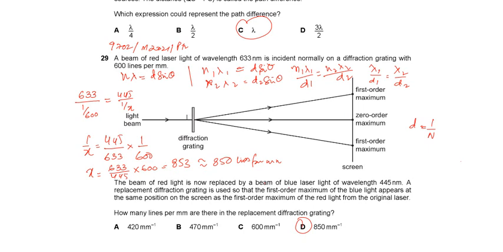After solving, we get x is 853, which is approximately 850 lines per millimeter. So that is option D.